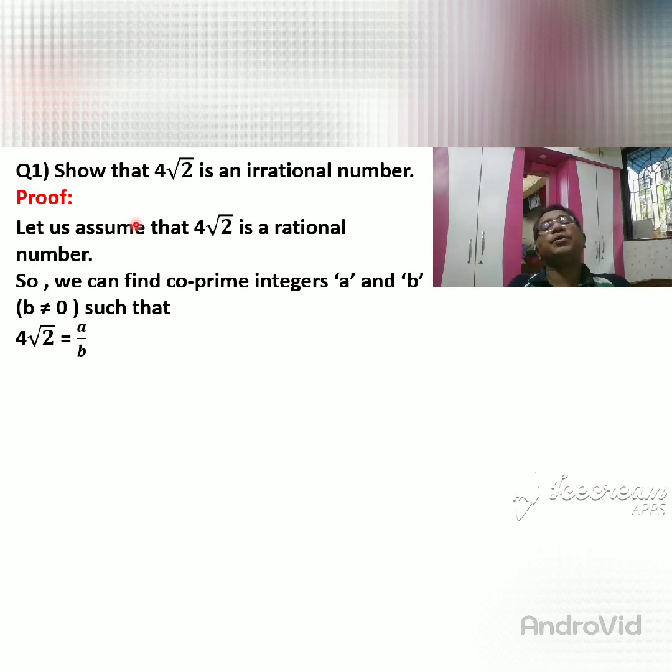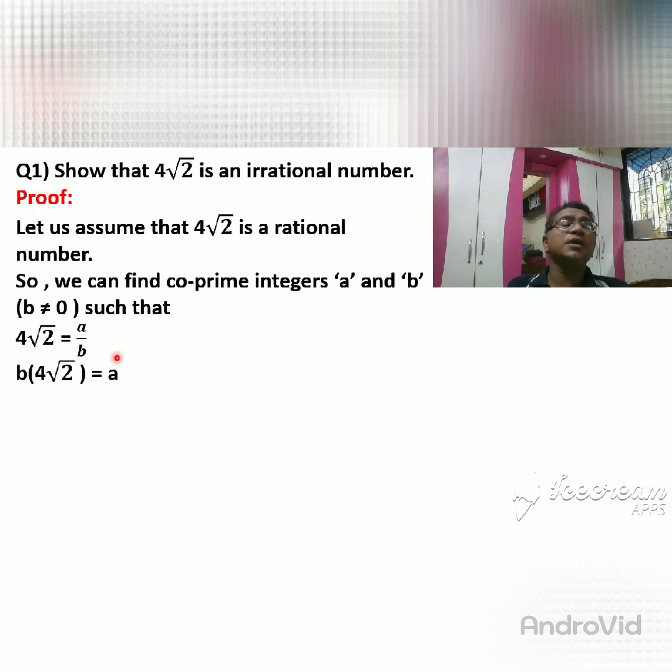That is given to you: 4 root 2 is equal to a upon b. Since b is not equal to 0, it is a rational number. That means 4 root 2 is your considered rational number, and a upon b is rational.